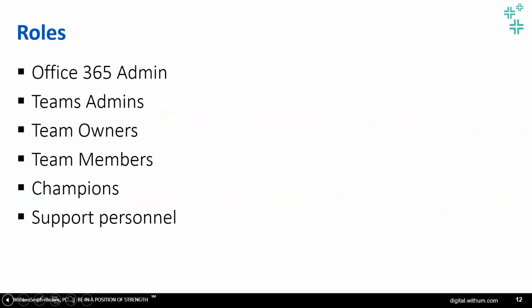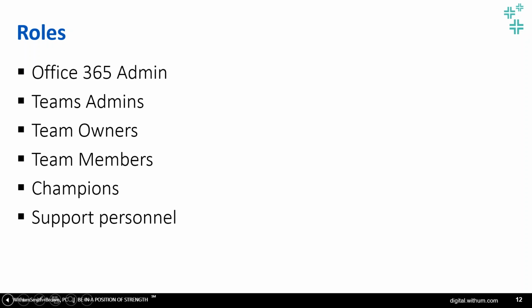So some of the main roles that we see: there's the Office 365 admins, Teams admins, team owners, team members, champions, and support personnel. Office 365 admins are usually a global admin, and they have the power to set policies and do things at the tenant level and make changes to your team's configurations. Teams admins also do. They just don't have access to all of the other admin centers in Office 365.